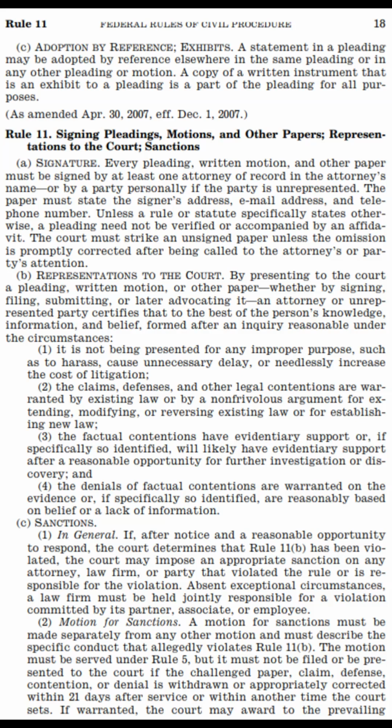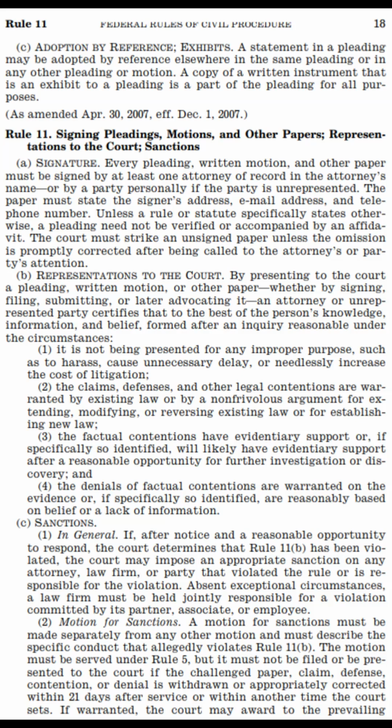1. It is not being presented for any improper purpose, such as to harass, cause unnecessary delay, or needlessly increase the cost of litigation. 2. The claims, defenses, and other legal contentions are warranted by existing law or by a non-frivolous argument for extending, modifying, or reversing existing law or for establishing new law.